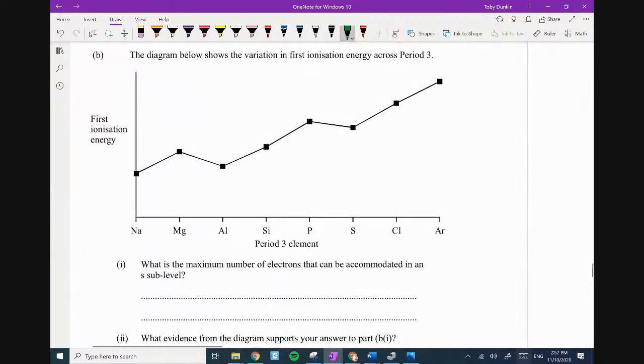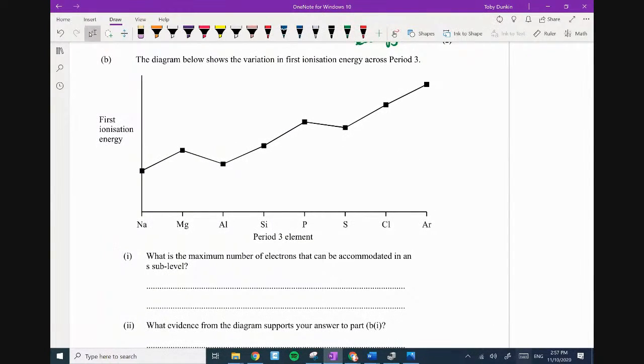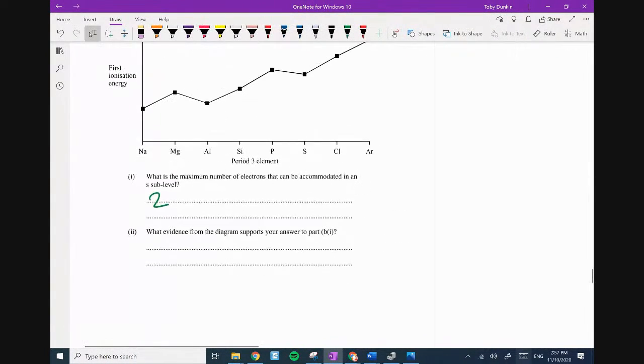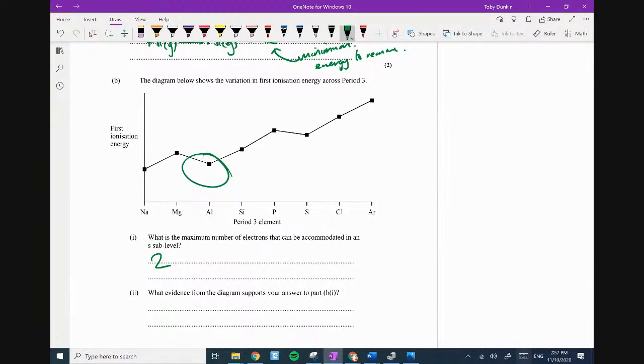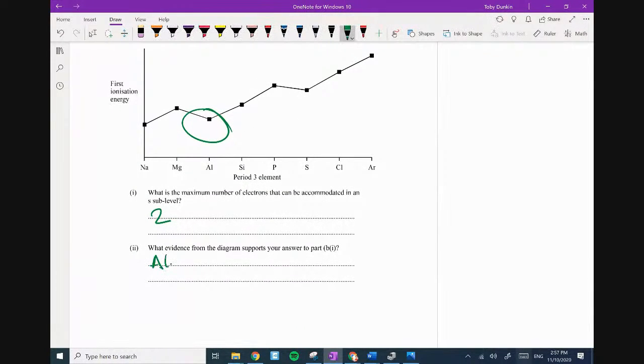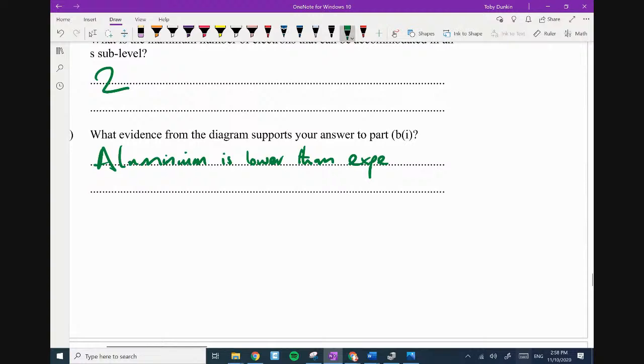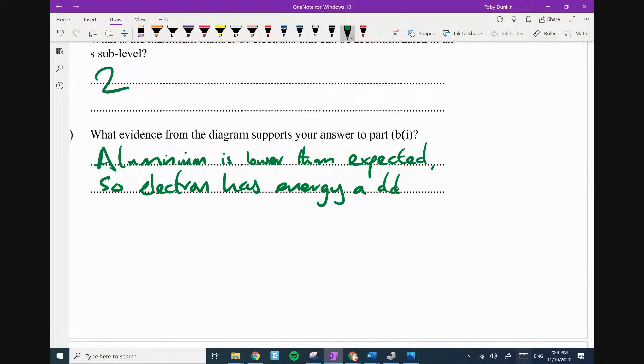Next, what is the maximum number of electrons that can be accommodated in an s subshell? 2. What evidence from the diagram supports your answer? Aluminium's deviation. Aluminium is lower than expected. So an electron has entered a different energy level.